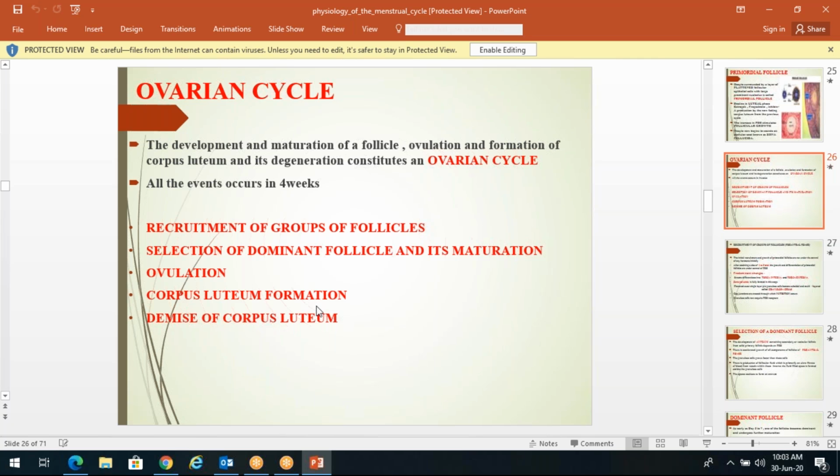And after the corpus luteum forms, if pregnancy occurs, the corpus luteum is maintained by the production of HCG by the placenta of the fetus. If there is no pregnancy, because no HCG is produced by the fetus to maintain progesterone, there will be demise of the corpus luteum. The corpus luteum becomes the corpus albicans.